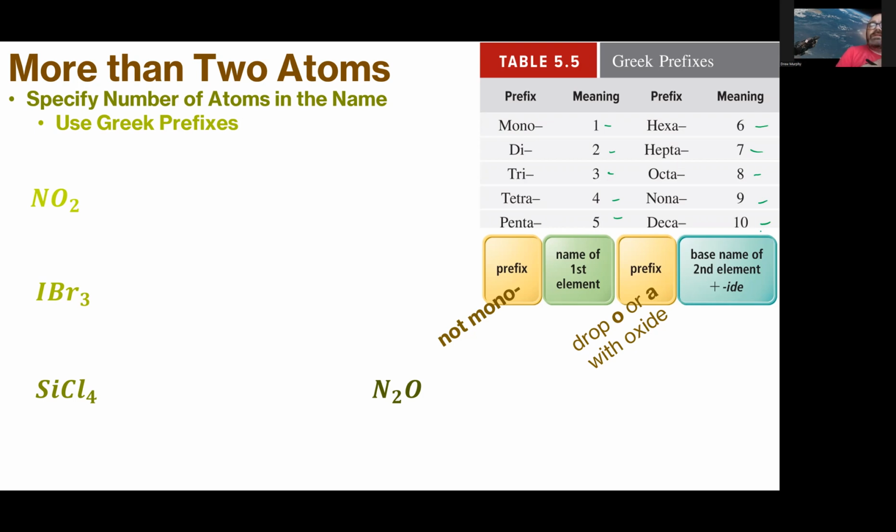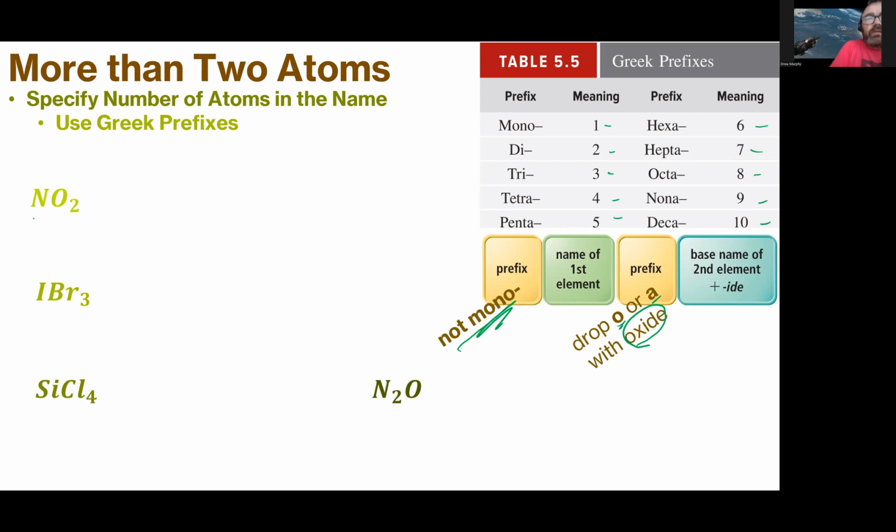The previous rule still applies. So the first element is the element name. The second element gets the anion name with the IDE ending. And then we're going to throw prefixes in the front of each element to say how many are there. There's two big comments we have to make here. You don't put mono on the first element because then 90% of stuff would start with mono, and that's just too much. And if you have oxide as your second element, and your prefix ends with an O or an A, you're going to drop the O or the A. That's just so we don't get a mouthful of vowels. We'll see that as we do some examples here.